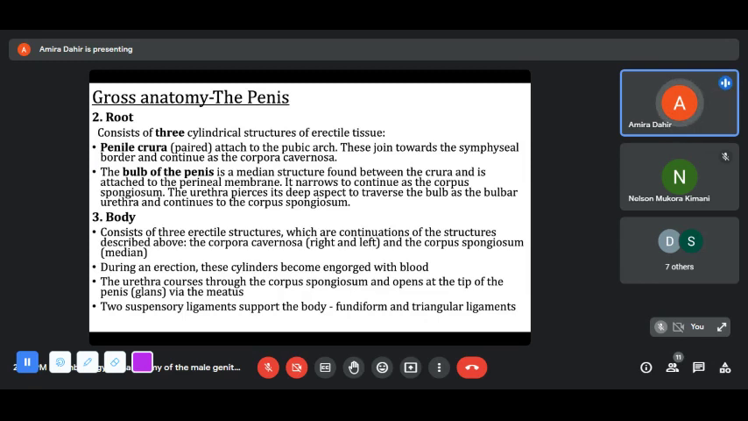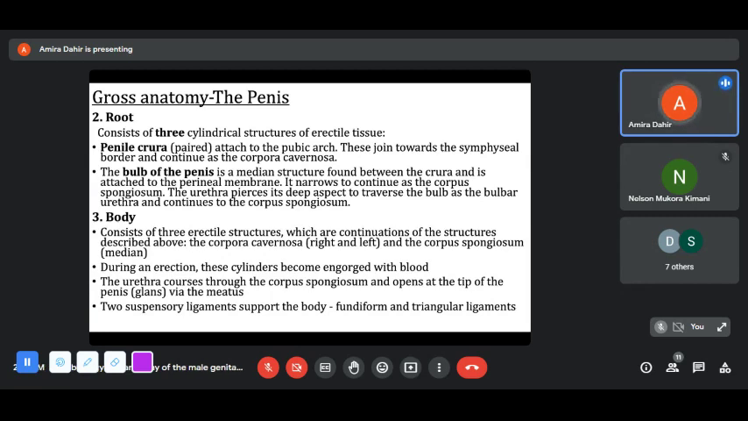And the bulb of the penis is a median structure found between the crura and is attached to the perineal membrane. It narrows to continue as the corpus spongiosum. And the urethra pierces its deep aspect to traverse the bulb as the bulbar urethra and continues to the corpus spongiosum.